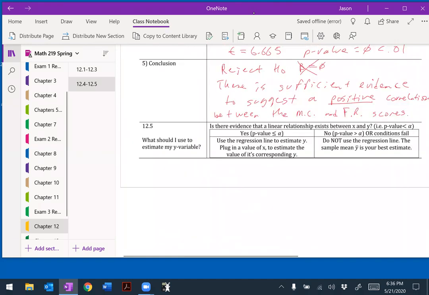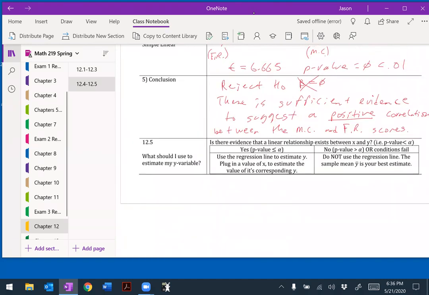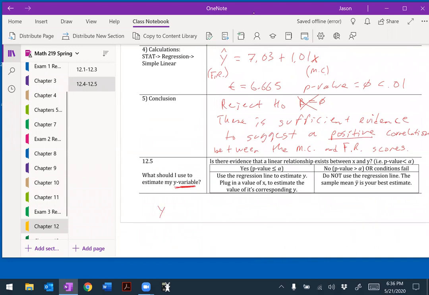12.5 says, what should I use to estimate my y variable? This is where you're going to use your regression line. Like before, we got this y hat equal to 7.03 plus 1.01 times x. Putting in the labels, the free response equals 7.03 plus 1.01 times the multiple choice. And how could I estimate my y value?